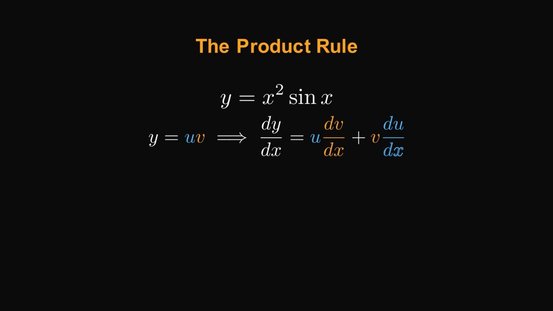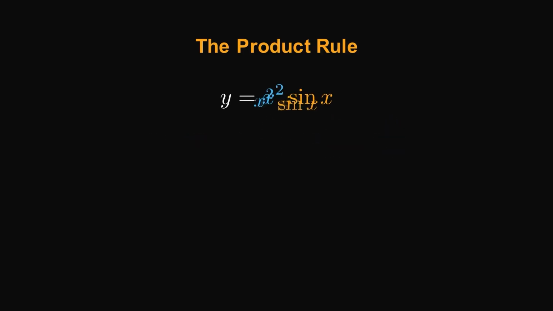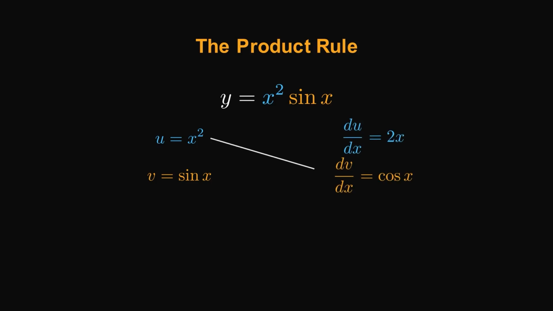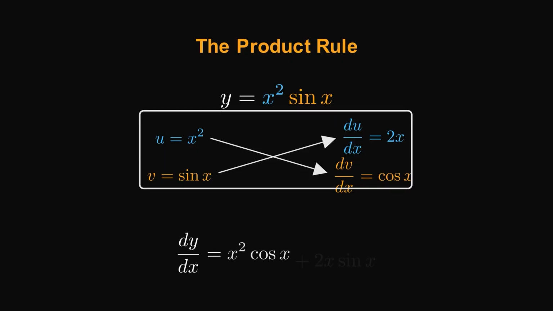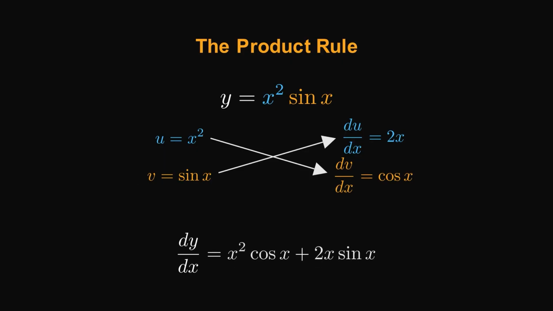Let's say that y is equal to x squared sine x. So we can let u equal x squared and v equals sine x. So therefore du by dx is equal to 2x and dv by dx is equal to cosine x. If we plug that in to our product rule equation, we get dy by dx is equal to x squared cosine x plus 2x sine x, which is not 2x cosine x.